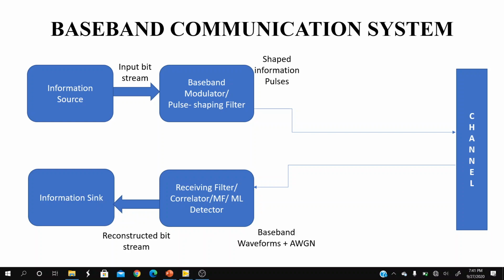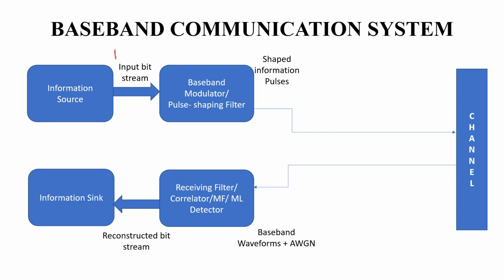So the information source will give out a bit stream, that is random ones and zeros, and so on and so forth. This will be converted to the pulse shapes, which are ideally in rectangular shape. Here there are two continuous ones and a zero followed by two continuous ones and two continuous zeros, as per the data I have written over here. So this is an ideal pulse shape.